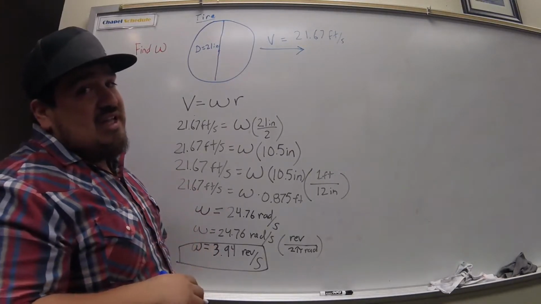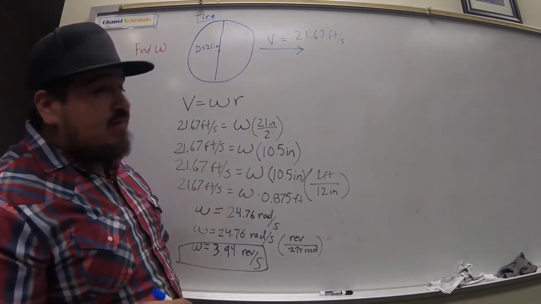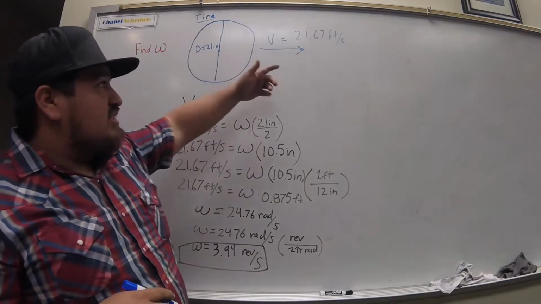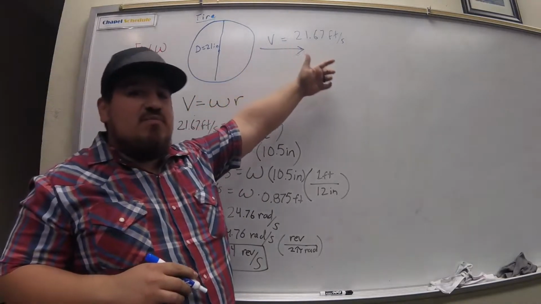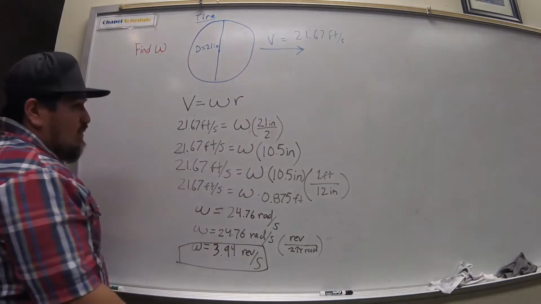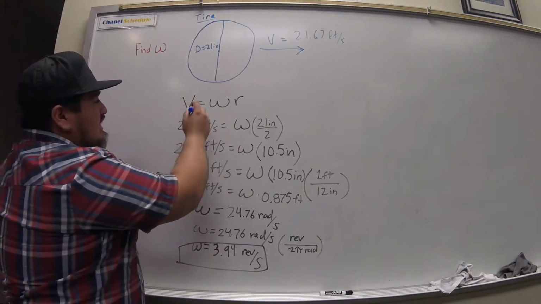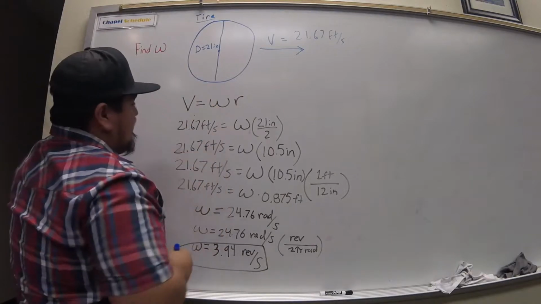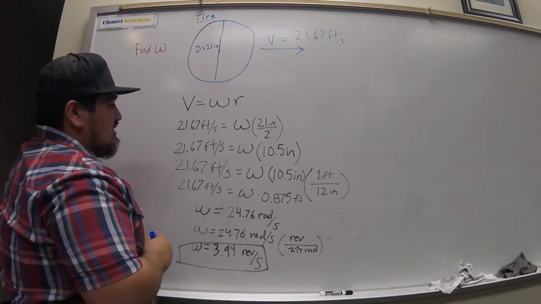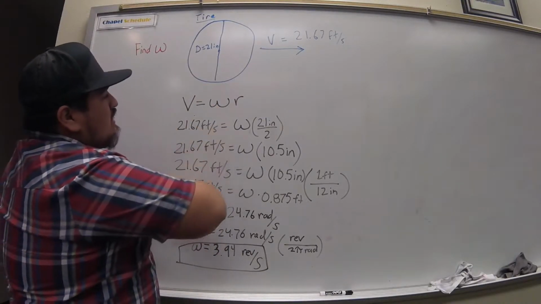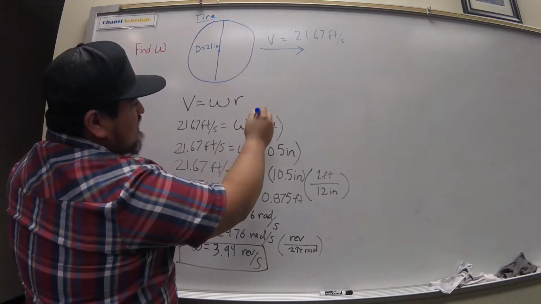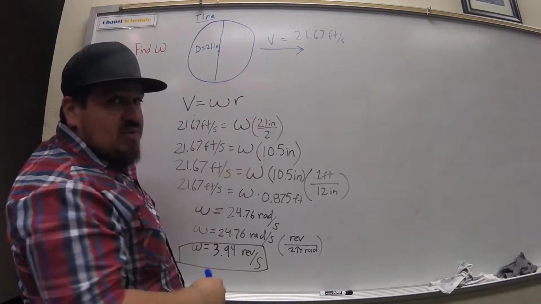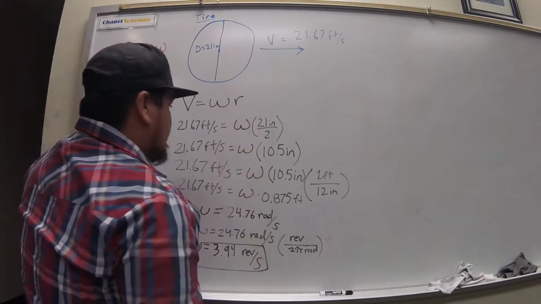So here we want to find the angular velocity of the front tire. This front tire has a diameter of 21 inches and a velocity of 21.67 feet per second. The way we're going to find that, we're going to do velocity equals omega times the radius. The velocity found previously is 21.67 feet per second equals omega times 21 inches divided by 2. It's divided by 2 because the diameter is 21 inches and we want to find the radius, so we got to divide it by 2.